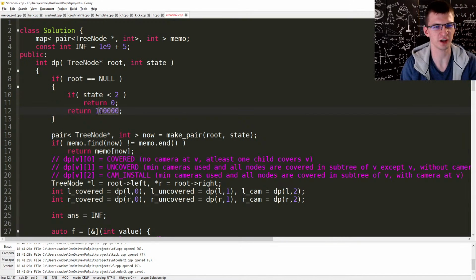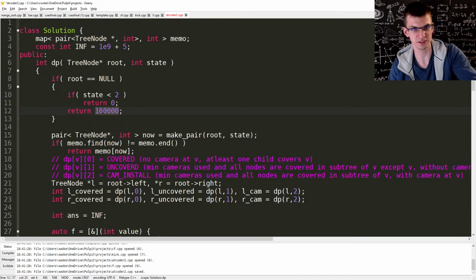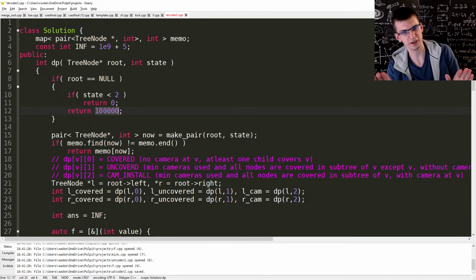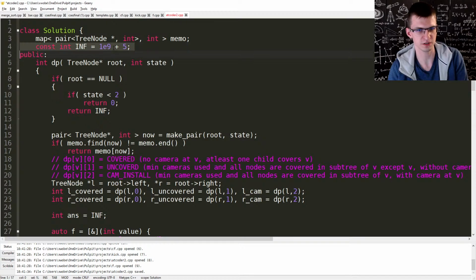This is now 100,000 and maybe there will be a test with 200,000. Is it easy to notice that? Because you will never find a counter test for that just testing by hand with small tests. That's very dangerous. Just do this.